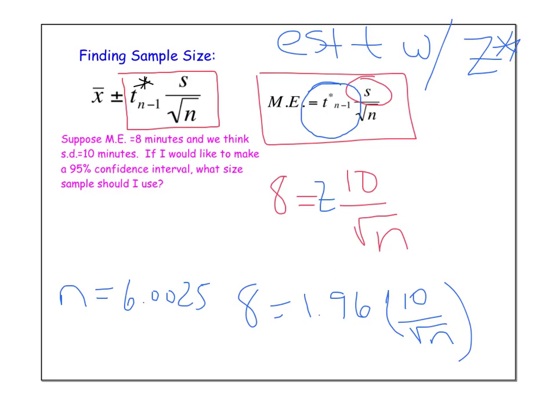6.0025. Usually I say always round up sample size, but it's such a smidgen over that I've decided I'm just going to call it 6. So bottom line, we use our margin of error formula, and because we don't know t, we substitute in z. Awesome.